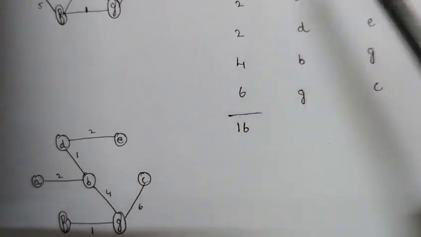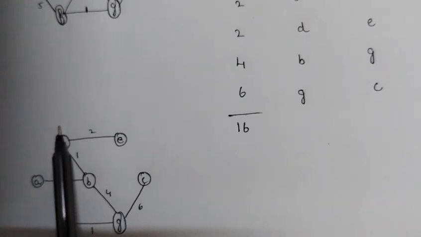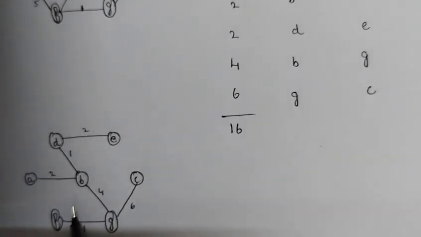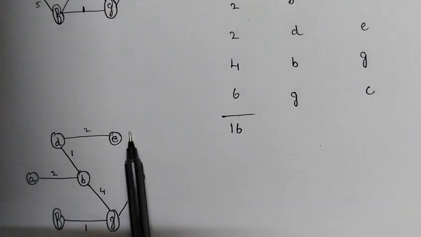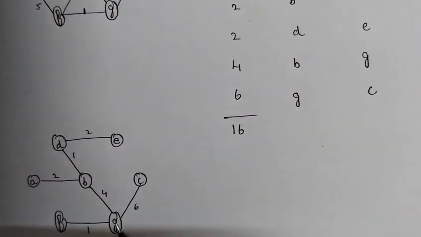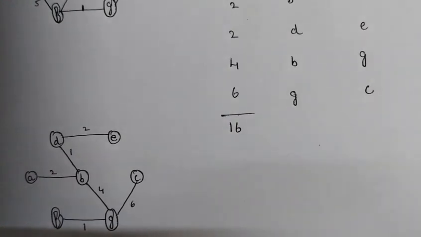We have B to D as 1 and then we have F to G as 1 and then we write from B to A as 2 and D to E as 2. We have B to G as 4, then G to C as 6. Now this is the minimum cost spanning tree by using Kruskal's algorithm.